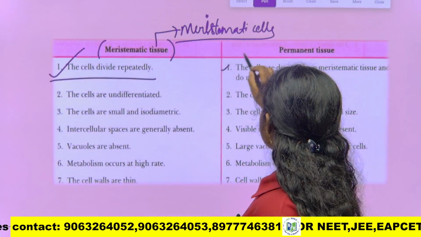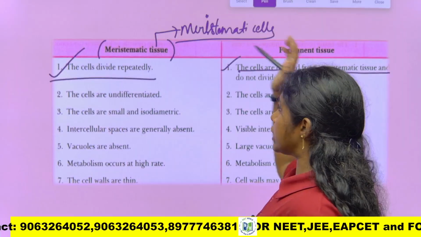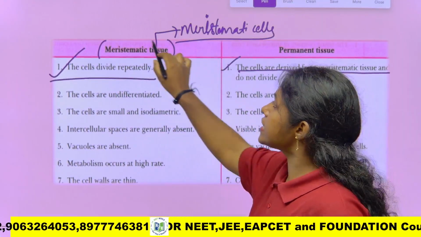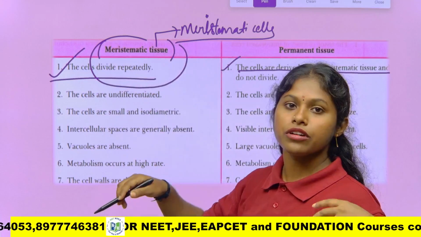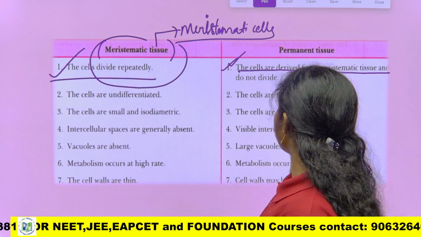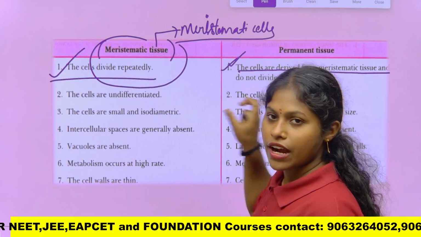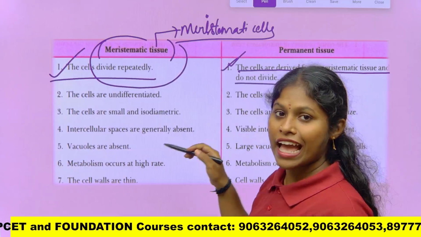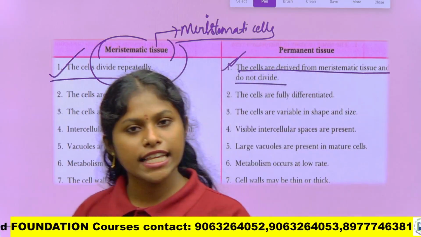And here the cells are derived from the meristematic tissue. Without meristematic tissue, will the permanent tissue be there? No. When these cells lose the ability to divide, then the permanent tissue comes into the picture, right? So these cells derived from the meristematic tissue do not divide. They have a specific function. I gave the example also, children.